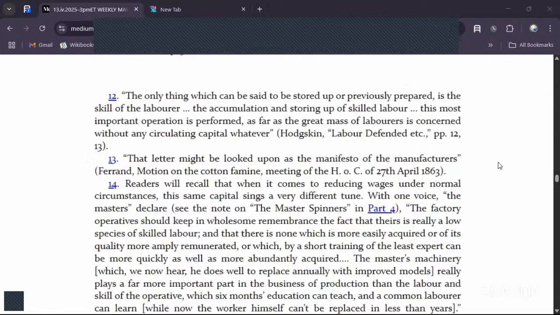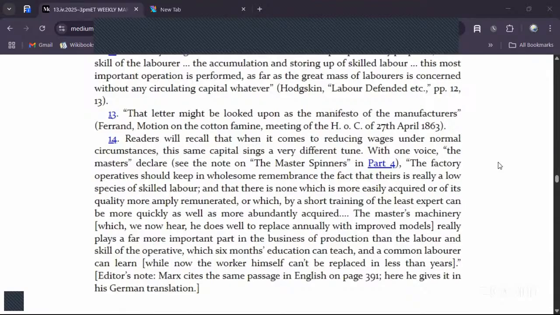Hodgkin. That letter might be looked upon as the manifesto of the manufacturers from the cotton famine. The House of Commons, 1863.